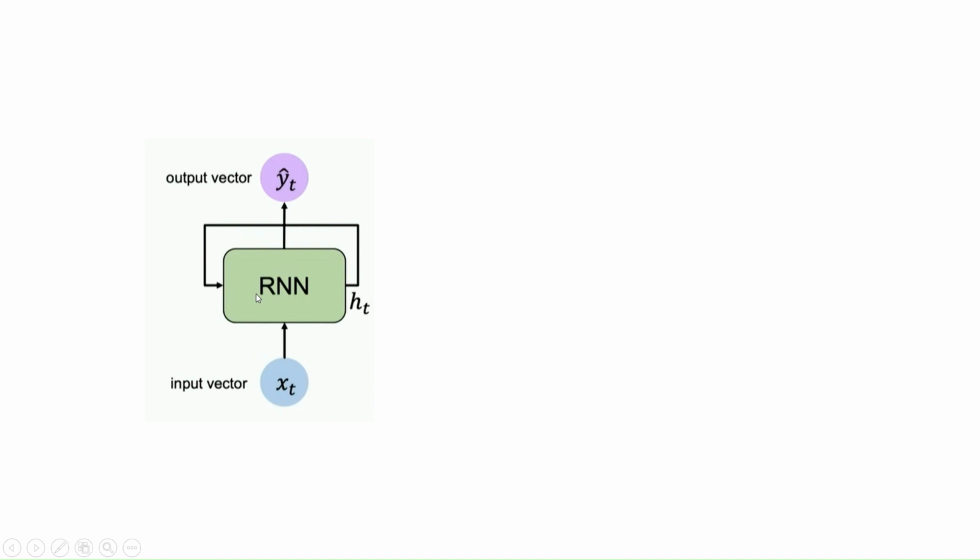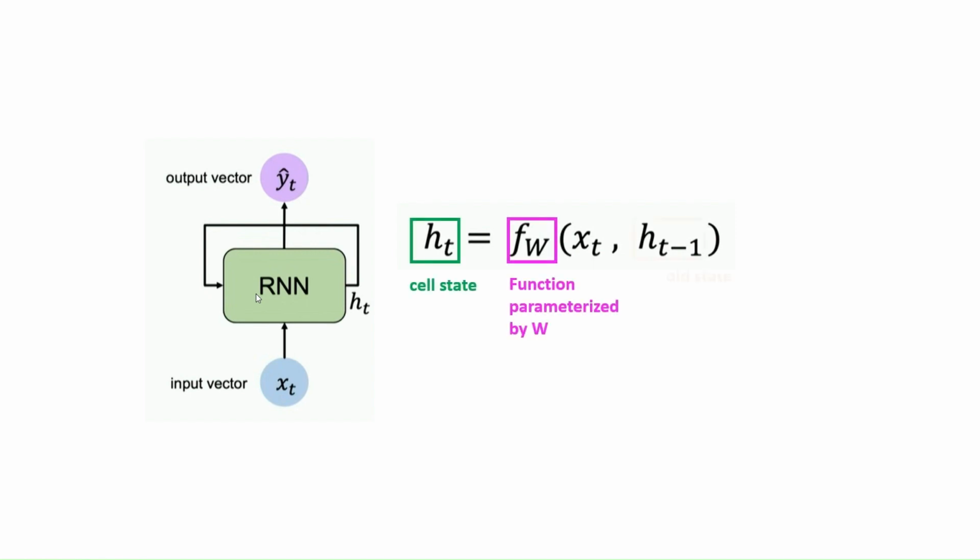So the RNN maintains the internal state ht at each time step by applying the function f, parameterized by w, in terms of both the current input at time step t and the old state ht minus 1, so that the current cell state will be updated. Thus, recurrent neural networks include both the hidden state update and the formal output vector. Let's see how these computations actually occur.